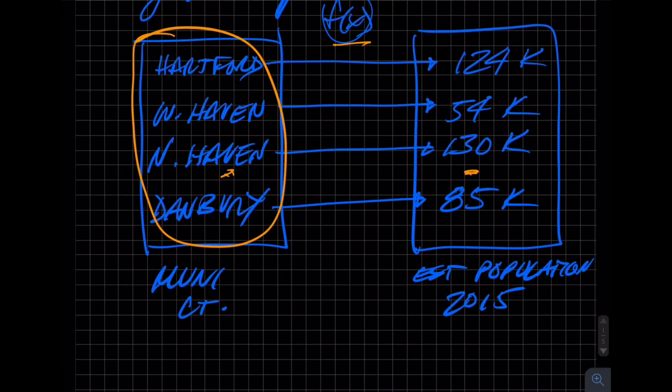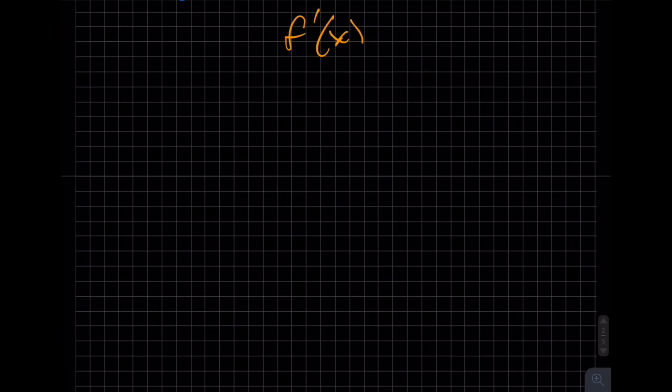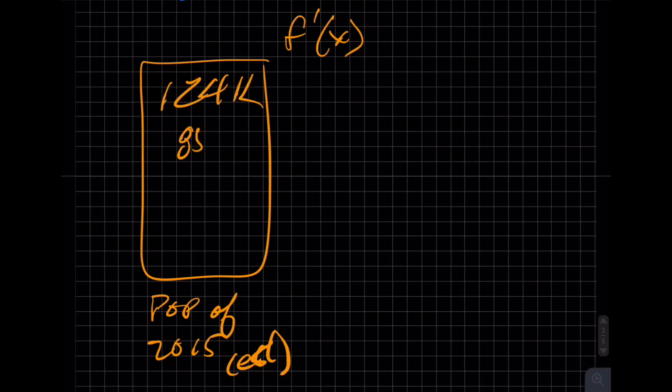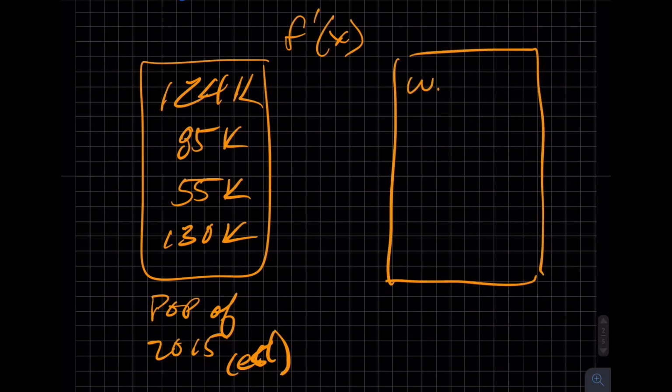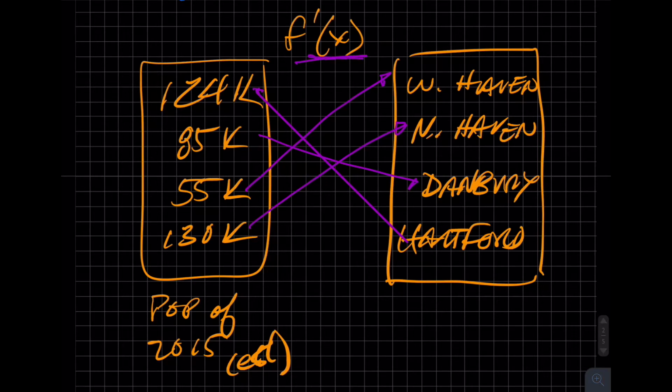Now, an example of the inverse would be, how do I look at these two sets and view the inverse function? I'm not going to be able to write a function because it's not mathematical, but the inverse function would be that function that takes the estimated population of 2015, 124K, 85K, 55K and 130K, and maps them to their appropriate cities. So the inverse function should map this to its correct city, Hartford, and 85K to Danbury, 55K to West Haven, and 130K to New Haven. It would do that mapping because it's the inverse.